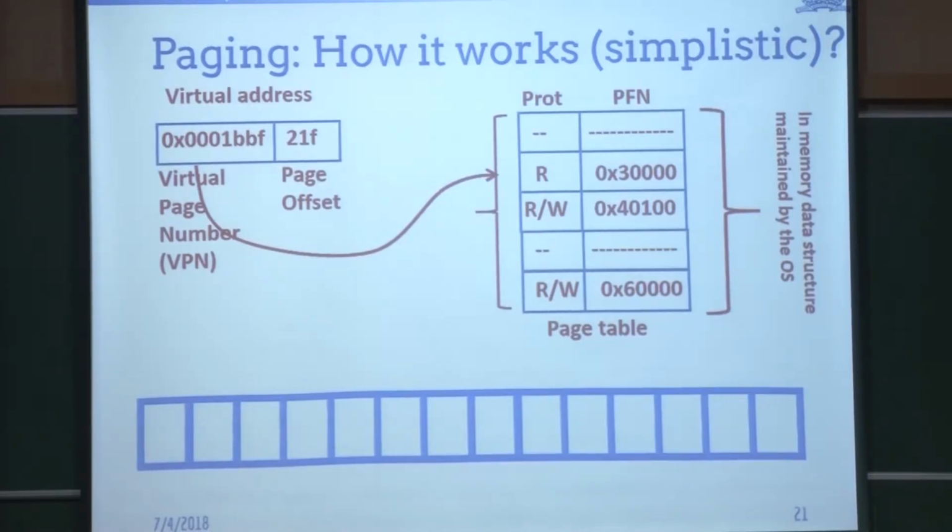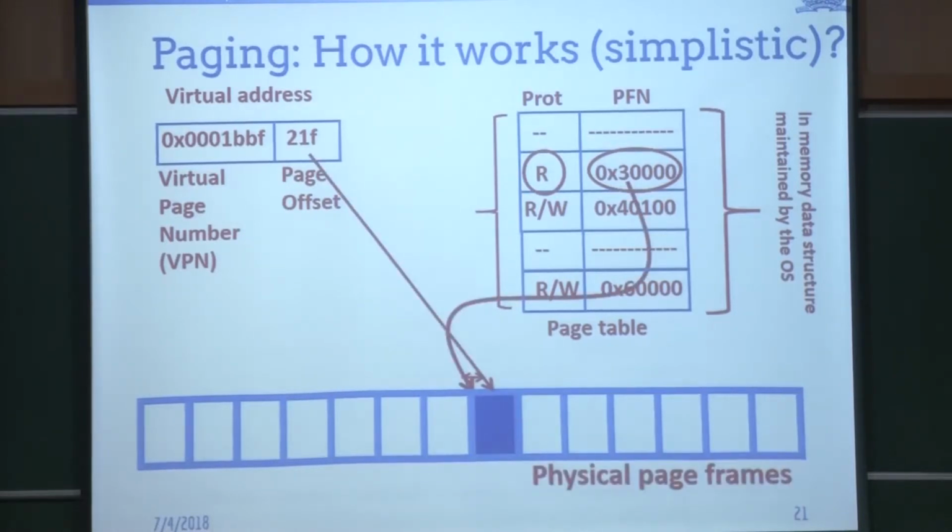At the high level, the page table will contain protection information, because you want to know read or write or whatever, and then it will also have the page frame number. So this is how it will map. For that particular virtual page number, this is the given physical page frame, and the offset tells within that page frame where the particular data you are looking for is located. Okay, make sense?